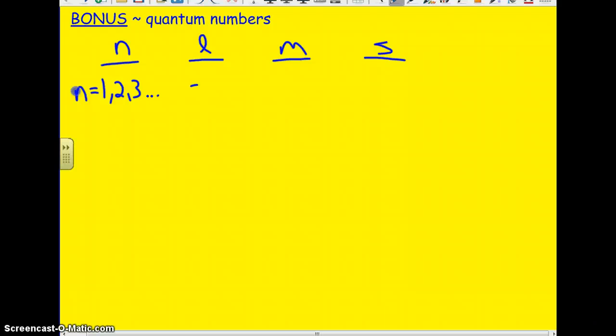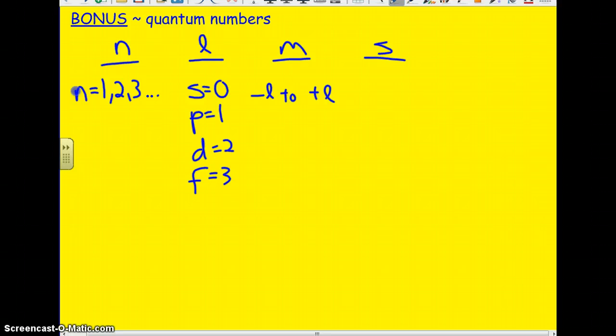For L, if it's an S sublevel, it's a 0. If it's a P, it's a 1. D, it's a 2. F, it's a 3. Values for M go from negative L to positive L. And S can be plus a half and minus a half.